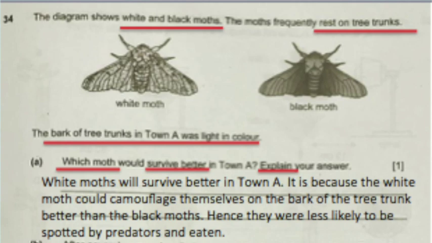The reason is because the white moths could camouflage themselves against the light-colored bark of the tree trunks better than the black moths. Hence, they were less likely to be spotted by predators and eaten.